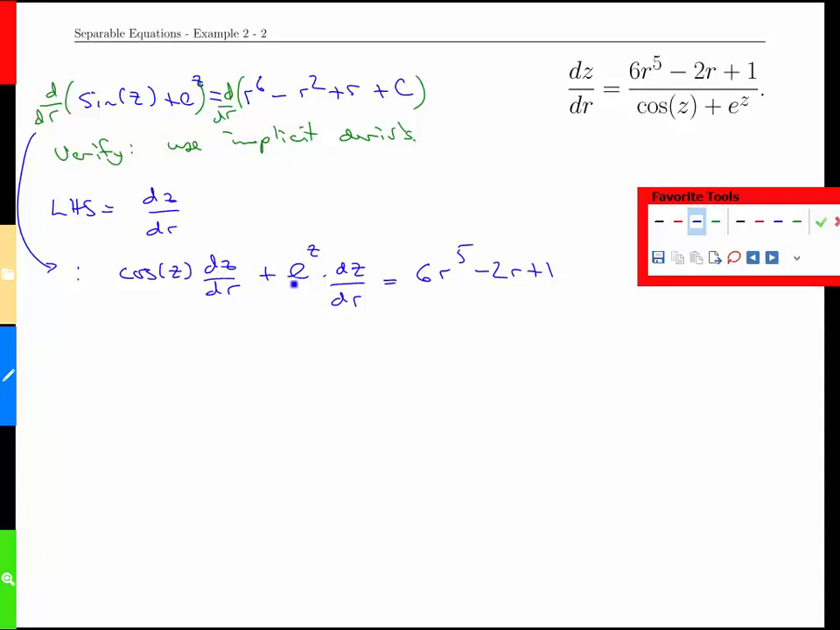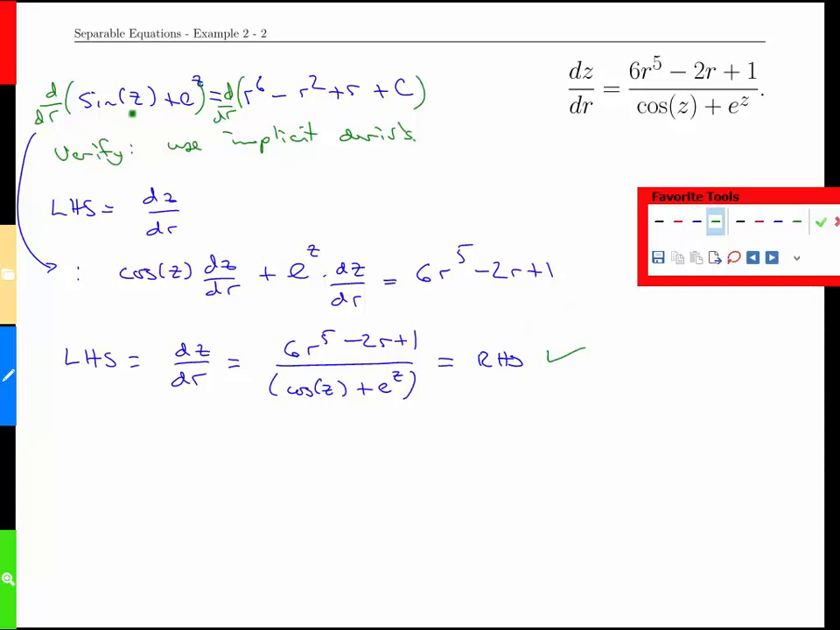And then we recognize, oh, I've got a common factor here of dz dr, and everything on the right-hand side stays the same. The terms that went with the dz dr are a cos and an exponential, and we can just put those together on the left and then bring them down to the right-hand side, and we recognize, hey, that is my left-hand side, and that happens to exactly equal the right-hand side, so we do actually have a solution.